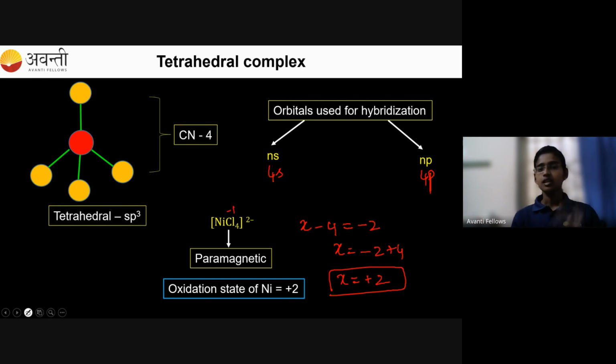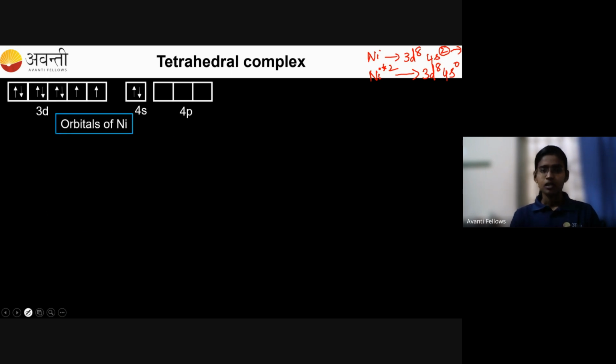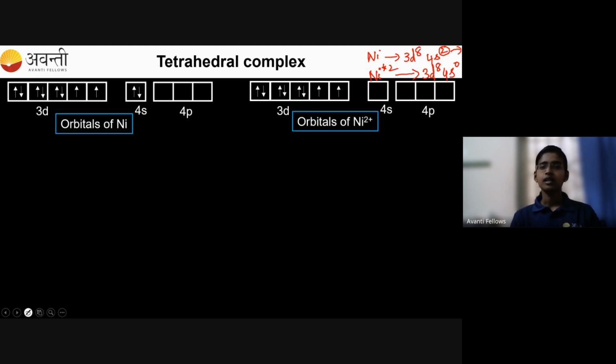What is the general electronic configuration of nickel? The general electronic configuration of nickel is 3d8 4s2, right? Now this nickel is in +2 oxidation state, so it is going to lose 2 of its electrons. What will be the configuration? It keeps 3d8, and the 2 electrons from the s orbital are lost, so 4s is 0. This is the configuration of Ni2+. You can see the d8 s2 configuration of neutral nickel and the d8 s0 configuration of Ni2+.